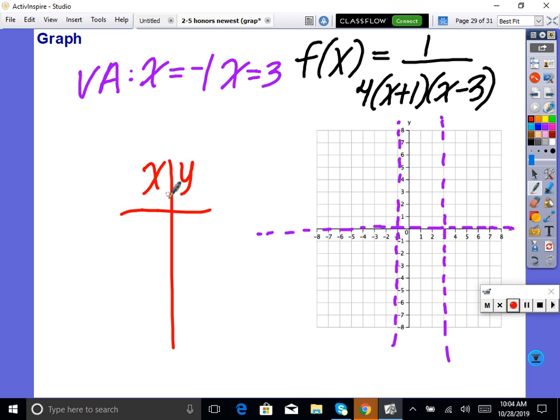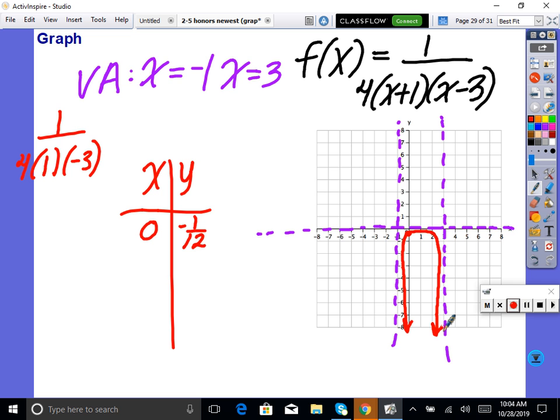We have no x-intercepts, so we can figure out where our graph is by plugging in points. I'm just going to go ahead and plug in 0 because that's an easy one. So that would be 1/4 times 1 times -3. I'm plugging in 0 into the equation, right? So that's -1/12, which is over 0, I'm down a little bit, right? So we definitely are down here, not crossing and coming down.